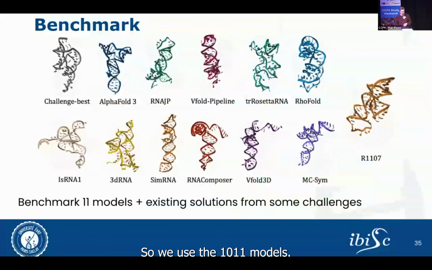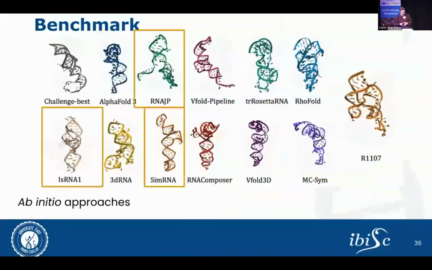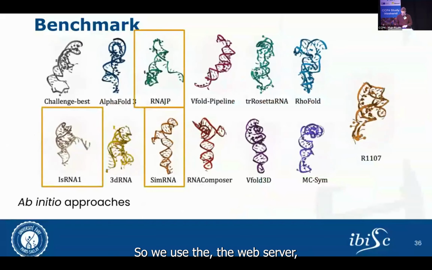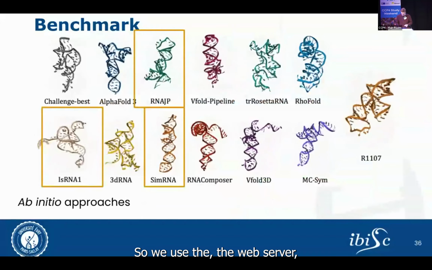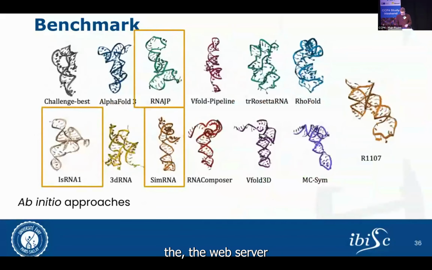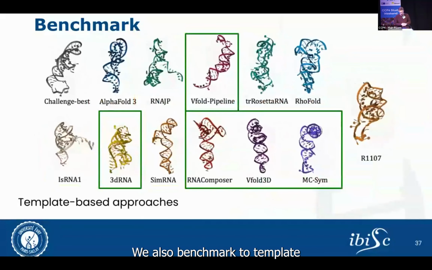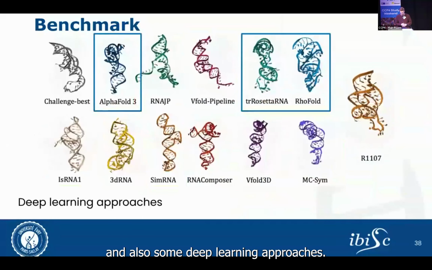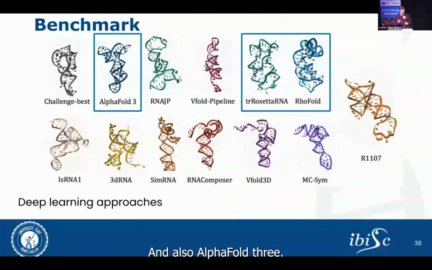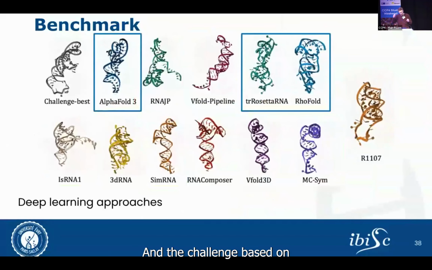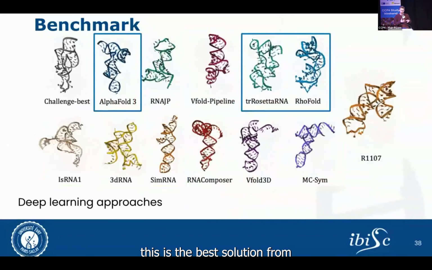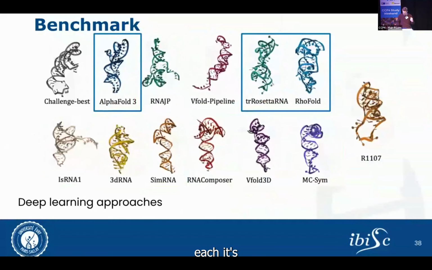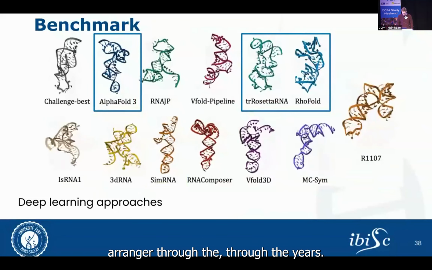And we did the benchmark using different approaches. So we used 11 models. For instance, we have 3 different ab initio approaches, where we used the web server with default parameters. We also benchmarked template-based approaches, some deep learning approaches, and also AlphaFold 3. And the challenge-based ones are just the best solutions from the different challenges, for each challenge through the years.